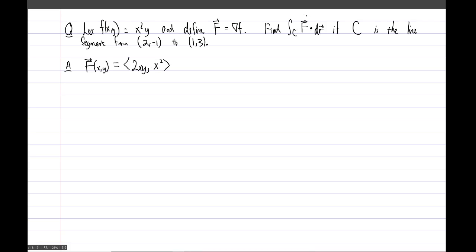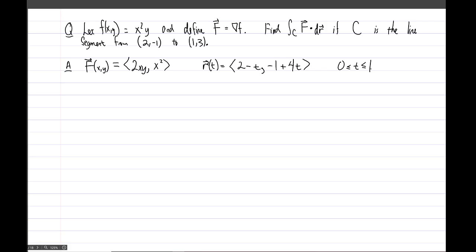But we also need to parameterize C, which is, in this example, a line segment. Write it as a vector function, however. So r of t is equal to 2 minus t. Yeah, change from 2 to 1 is going to be a minus 1. And then comma negative 1 is the starting y value. It grows up to 3, so that'll be a change of 4. So negative 1 plus 4t. We've got t going from 0 to 1.